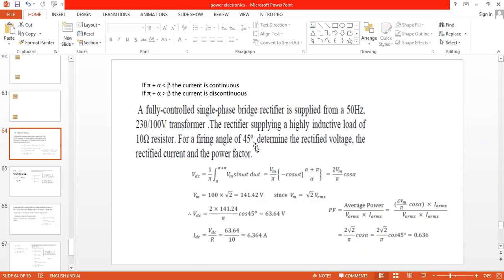And what is the firing angle? 45. So can anyone tell me what is the formula for a fully controlled converter without a freewheeling diode? We have taken it earlier. For a fully controlled converter without a freewheeling diode, the formula is 2Vm by pi cos alpha.